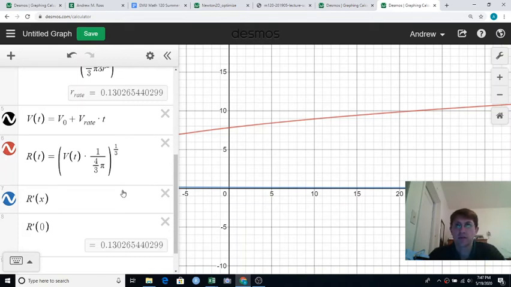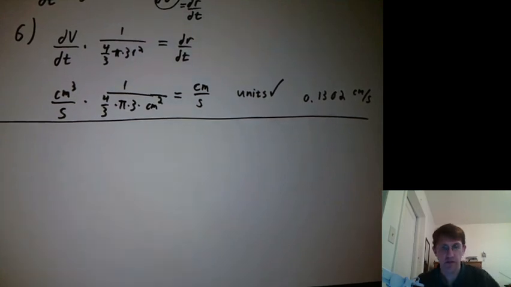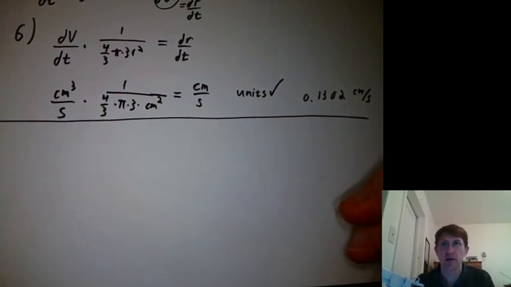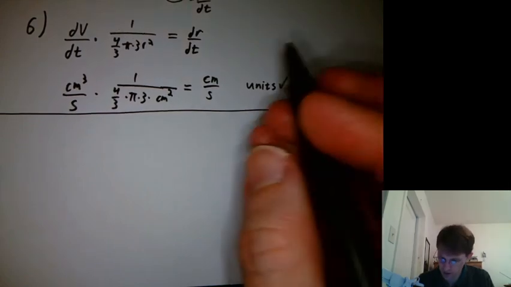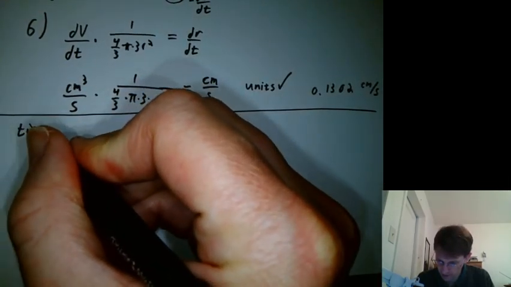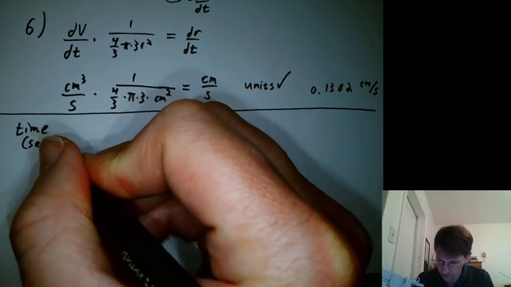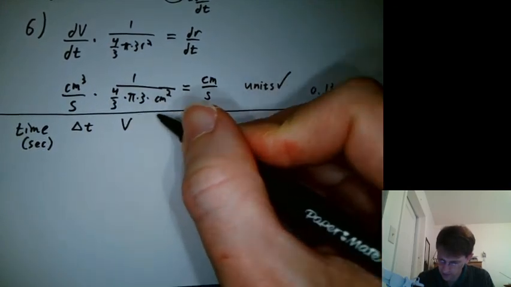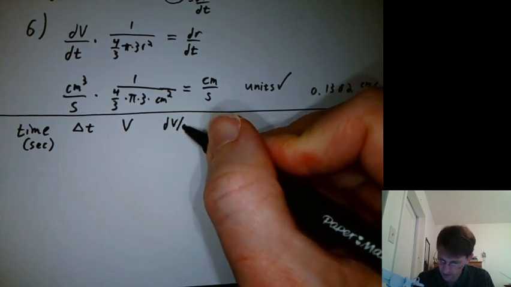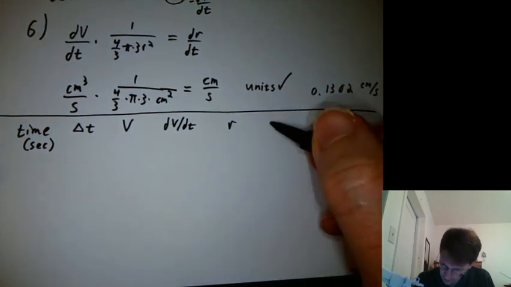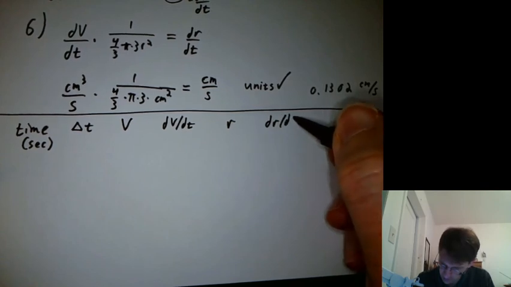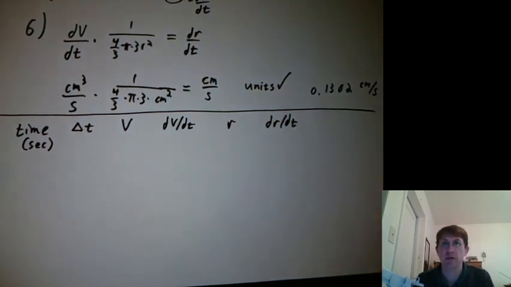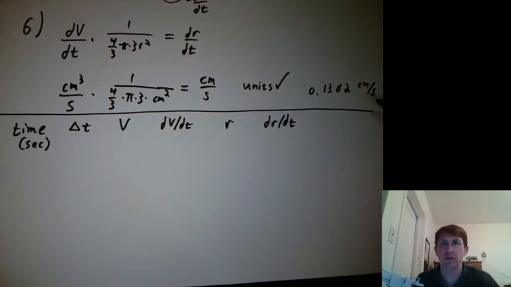Speaking of trying something different ways and getting the same answer, can you lay this out in a spreadsheet? So let's try that. Hopefully you've tried it in a spreadsheet. If you haven't yet, go try, pause the video and come back. Here's how I would lay it out. I'd have time in seconds. I'd have delta t. I would have the volume. I would have the rate of change of the volume. I'd have the radius and dr/dt. So maybe that's enough of a hint to go try it in a spreadsheet. So that's what we'll try next.